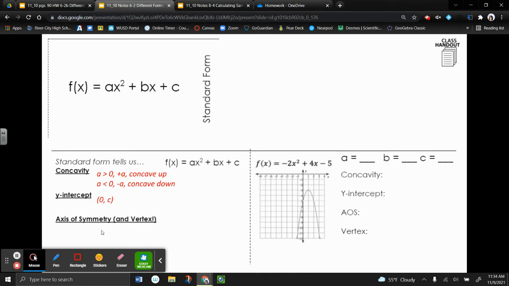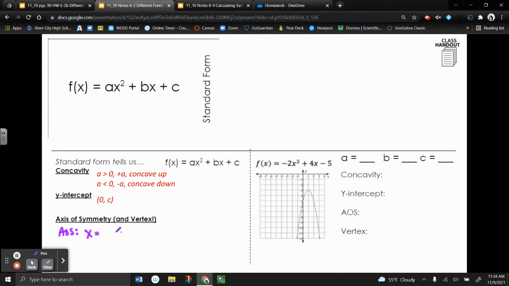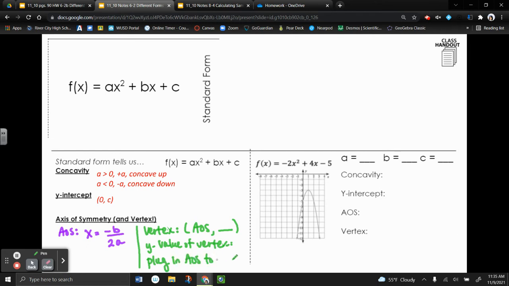The other characteristics we can get from standard form with a little bit of calculations are your axis of symmetry and vertex. Just like with factored form, we can get the axis of symmetry doing a little bit of calculations. The formula for the axis of symmetry when a quadratic is written in standard form is x equals negative b over 2 times a. And when we have the axis of symmetry, we also have half of our vertex, which means our vertex is going to be the axis of symmetry, comma, and then the y value of the vertex. Just like with factored form, the way that we're going to find the y value of the vertex is we're going to plug our axis of symmetry into our equation.